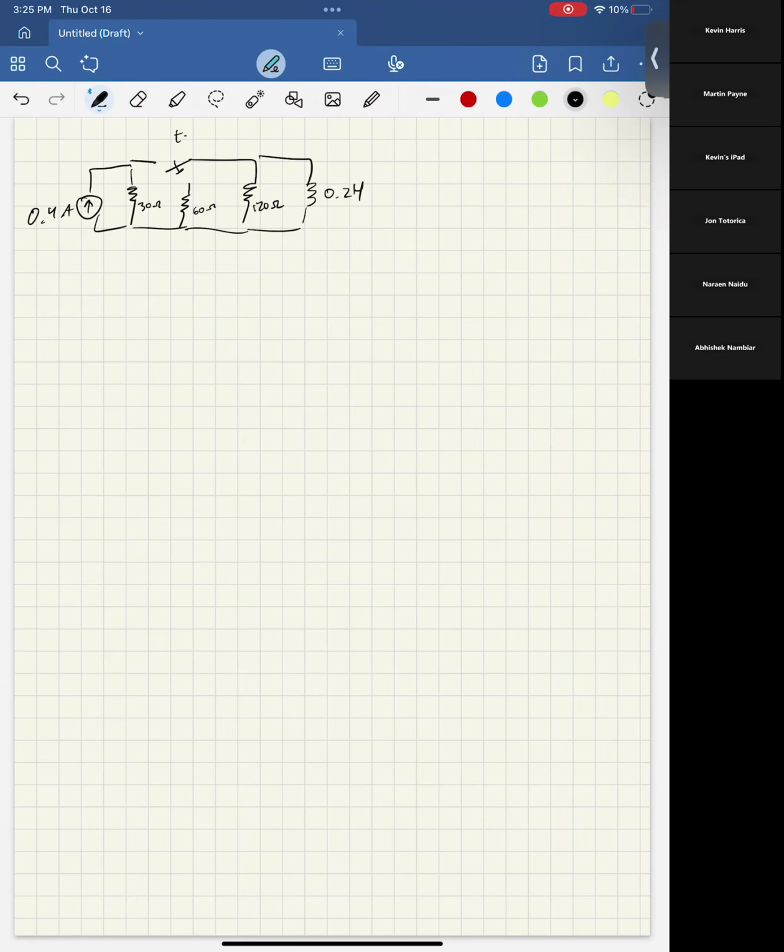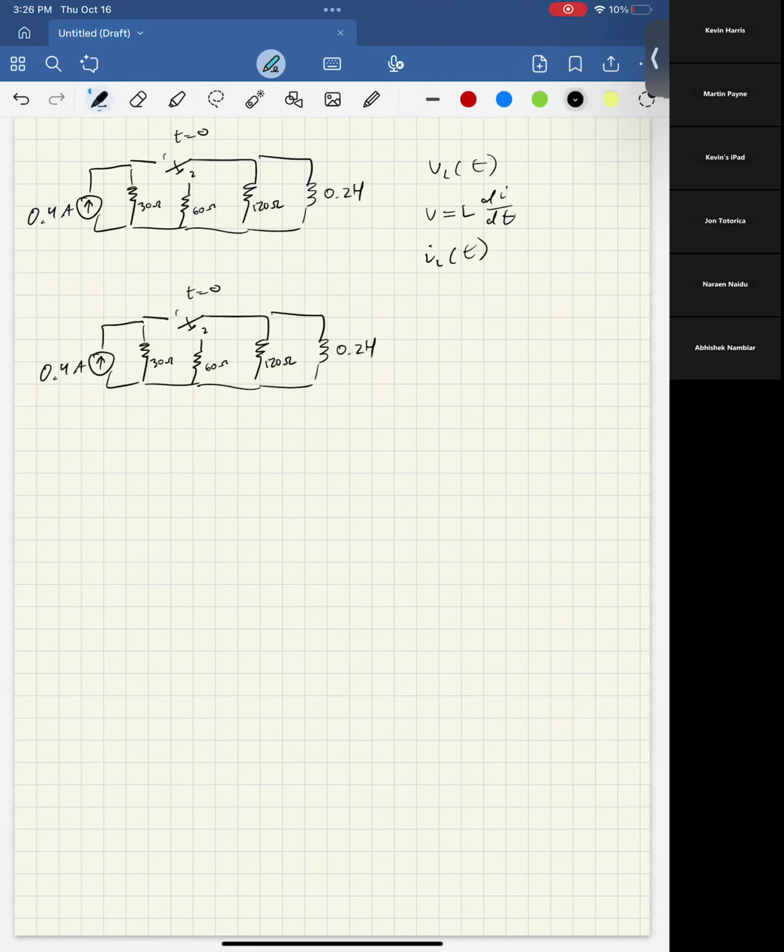Okay, so we're going to do this the exact same way. We start by looking at the circuit. Oh, and let's say this question is asking for, I'll go all the way and say it's asking for VL of t. And VL of t is going to be V equals L di dt. So that means we have to find IL of t. So we start by looking at before the switch moves. So this is t equals 0 minus, I suppose. And in this case, the switch is in that top position, right?